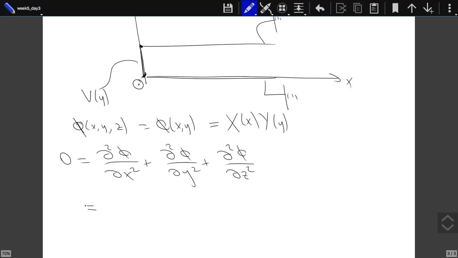Now, if we are taking the second derivative with respect to x, then only this function depends on x. So we have y times the second derivative of x with respect to x. When we are taking the derivative with respect to y, only this part of our solution depends on y. So we have x times the second derivative of y. Nothing depends on z. So this combination should be equal to 0.